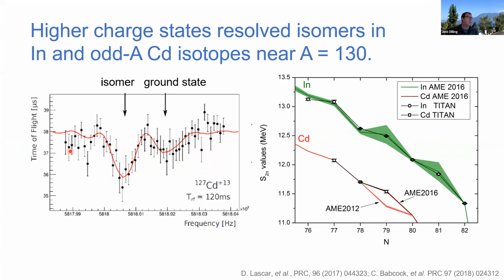So here we're looking at cadmium isotopes near mass 130. And with this increased charge state, so we have a charge state of 13 plus, you can actually resolve ground state and isomeric state. Here is the plot of 2 neutron separation energy. The color band here tells you how well those values were known previously. And then these are the measurements that we carried out and published a few years back.